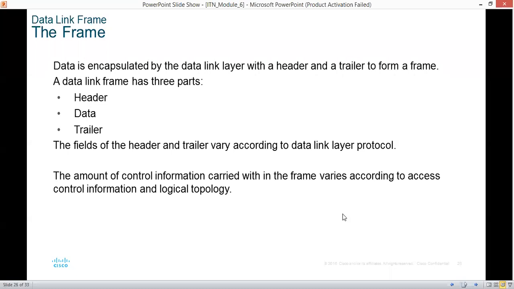So the data frame. So here is the frame. Data is encapsulated by the data link layer with a header and a trailer to form a frame. So you have your frame and your data. A frame is actually a packet in between a header and a trailer. So when you hear frame, don't think frame is different from packet. It's the same thing, but when it's getting to layer 2, which is the data link layer, it's going to add some kind of identification at the top, which is the header, and another one at the end, which is a trailer.